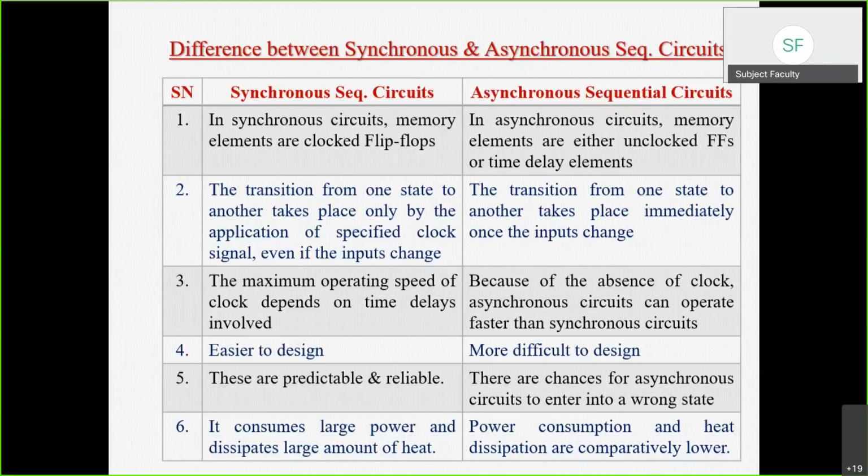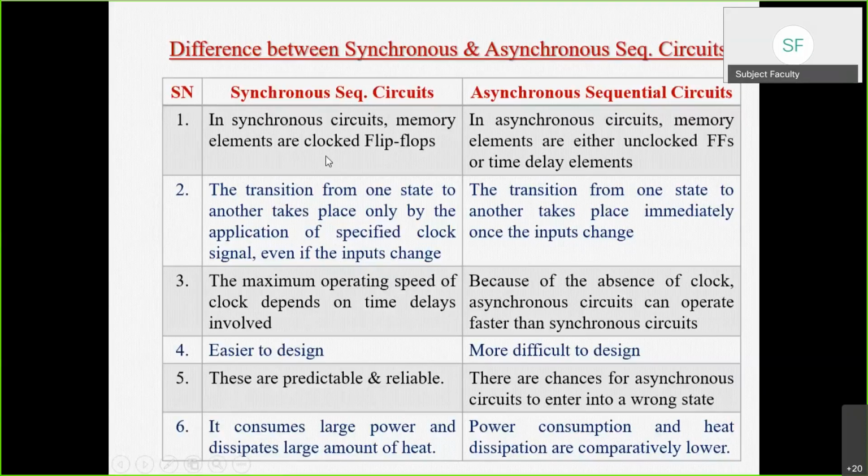Now in sequential circuits, the classification has been done. So we will see this classification. Sequential circuits are basically either synchronous or asynchronous. So what are the differences between synchronous and asynchronous sequential circuits? There are quite a few differences which I have mentioned in this slide. So we will go through them one by one.